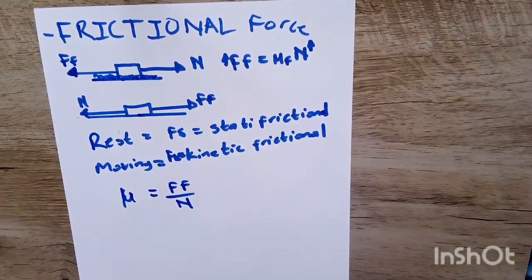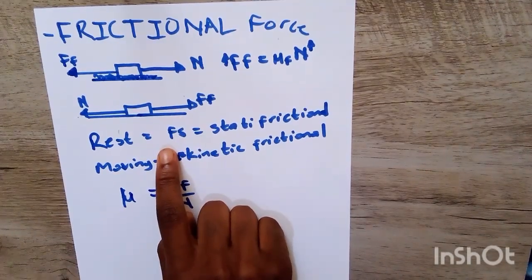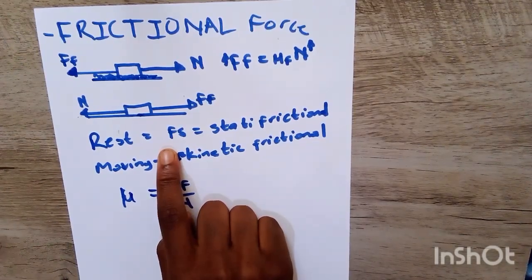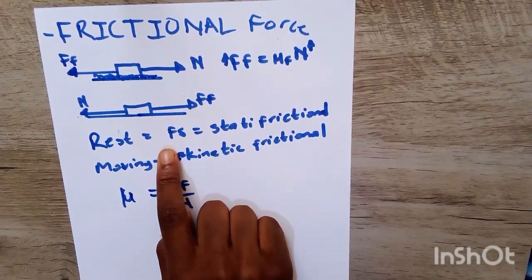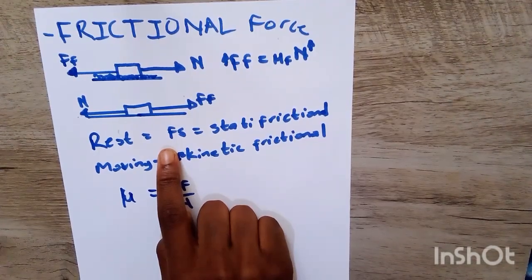And another thing I want to emphasize, going back to the static frictional force: when you are on a horizontal surface and there is no force applied, there will be no static frictional force. There will be no static frictional force on a horizontal surface if there is no force applied.